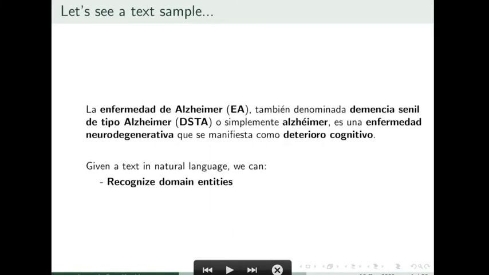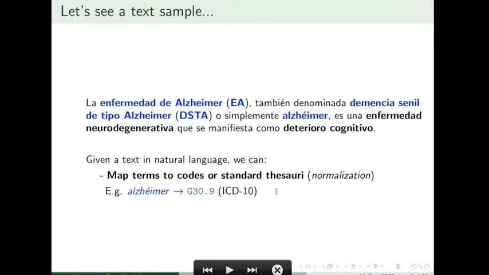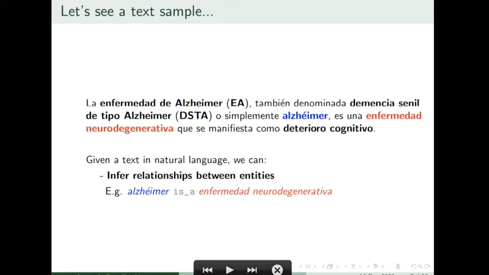So, given such a text in natural language, we can recognize the main entities, such as those involved in the text, but beyond that, we can also try to classify terms semantically. So in blue we would have the disorders, and in red we would have the symptoms. We can also try to map certain terms to standard codes or thesauri. For example, Alzheimer would have this code in the International Classification of Diseases. Lastly, we could try to infer relationships between entities. So Alzheimer is a type of enfermedad neurodegenerativa.